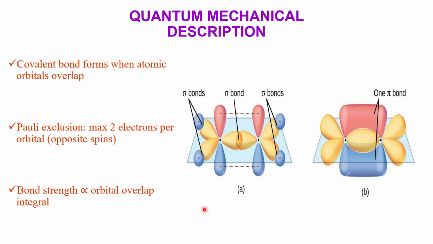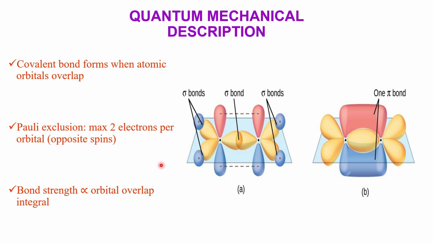So, moving to the quantum mechanical description of covalent bonds. Quantum mechanically, covalent bonding is explained through orbital overlaps. When atomic orbitals overlap constructively like waves, bonding states with lower energies are formed. And when the atomic orbitals overlap destructively, the anti-bonding and high energy states are formed. The Pauli exclusion principle restricts each orbital to two electrons with opposite spins.